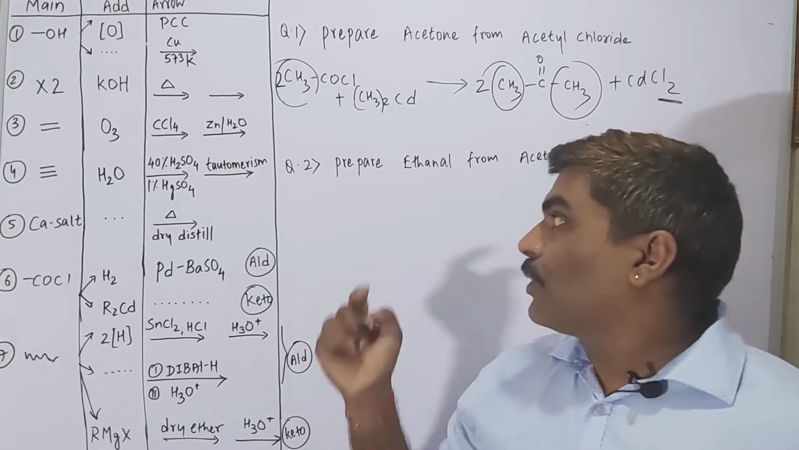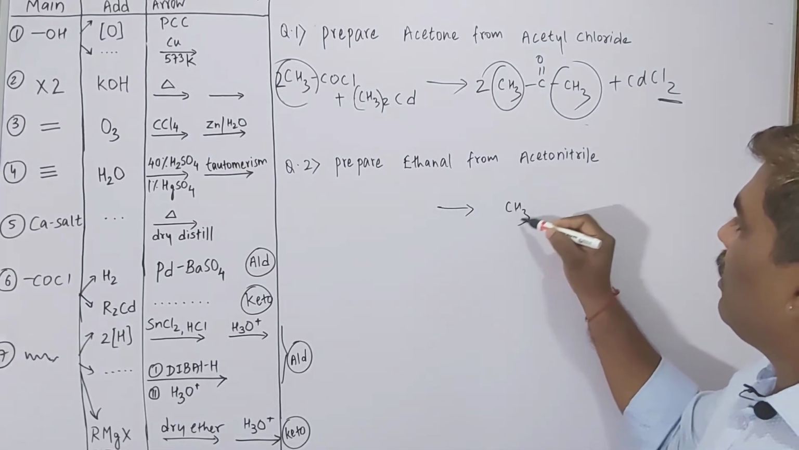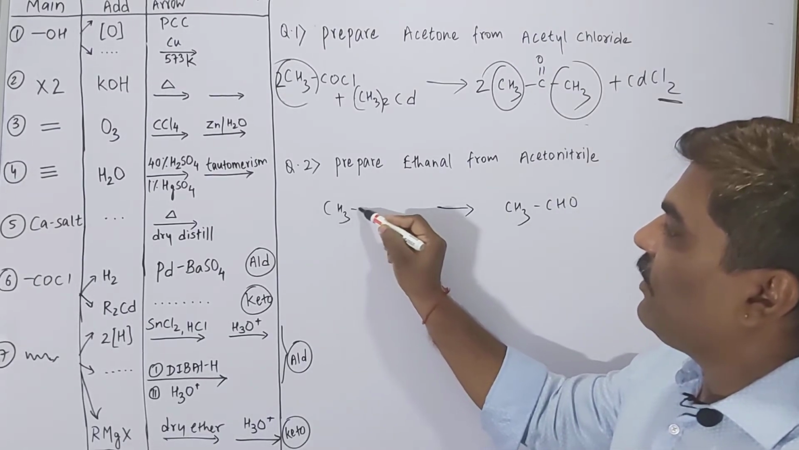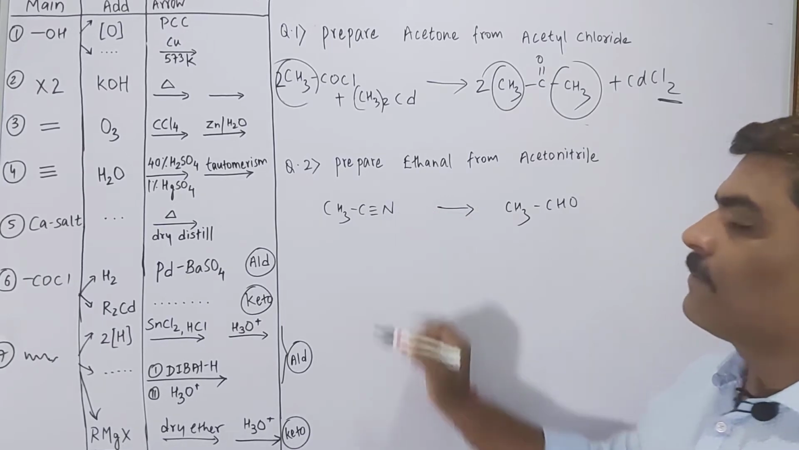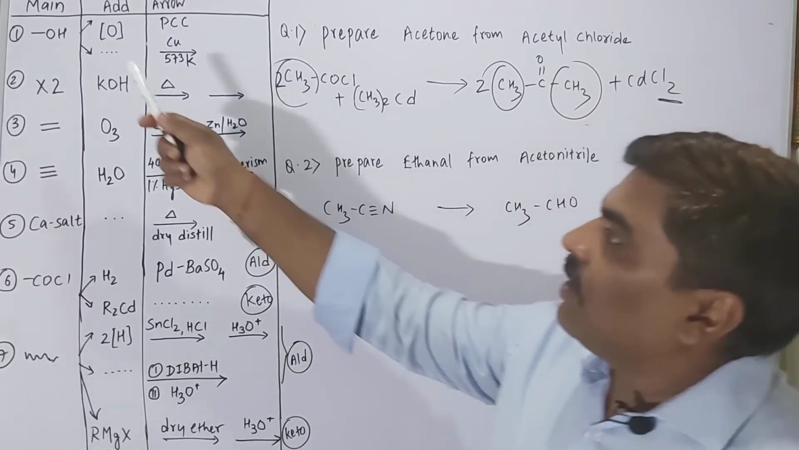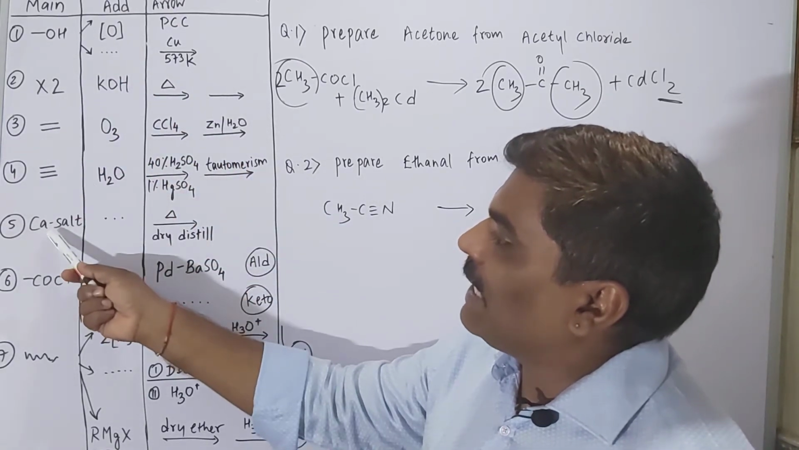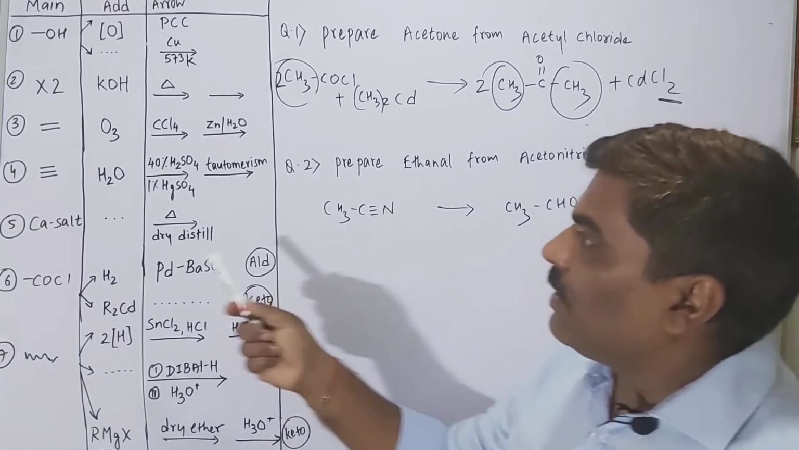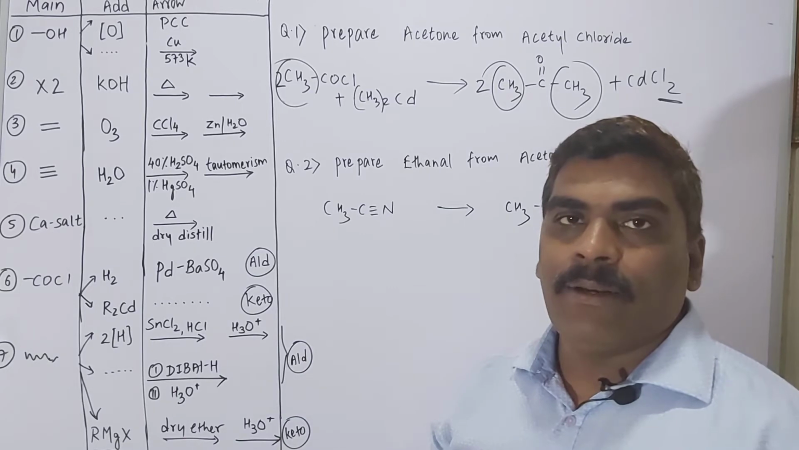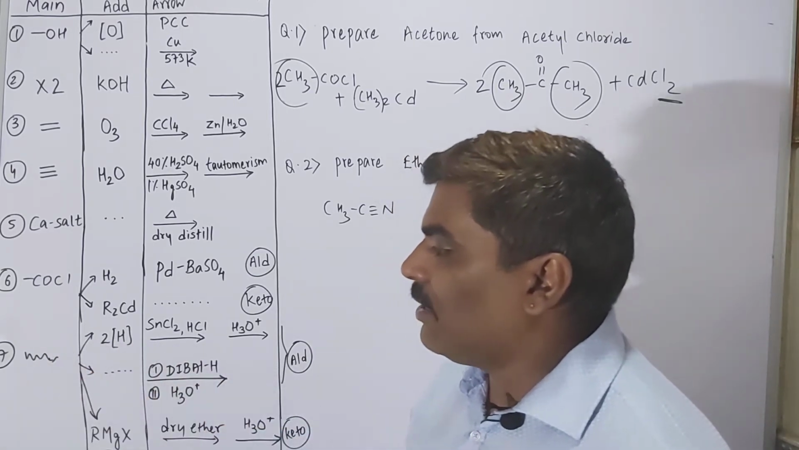Okay, now the next question I will see. We want to prepare ethanal from acetonitrile. Now where is acetonitrile in this? If you see, alcohol, halogen 2 times, double bond, triple bond, calcium salt. So we have cyanide, all 6. If you check, cyanide is not there. Means this cyanide belongs to, why have I given this zigzag here?